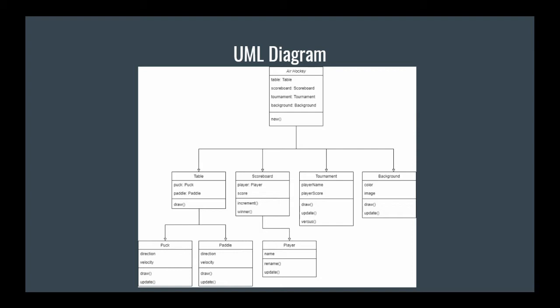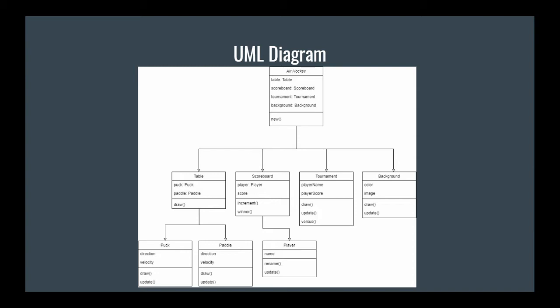And then we also have scoreboard, which consists of player and the score. The scoreboard has the functions increment and winner. Increment will make the score go up, and the winner will decide who has the higher score at the end, or who reaches the max score. And player will have their name, and they'll be allowed to rename it, and it updates that, of course.